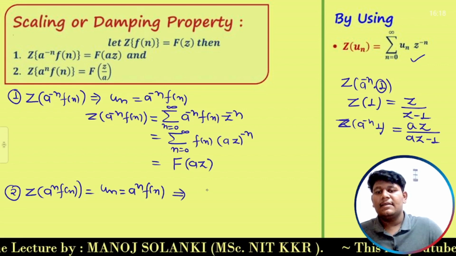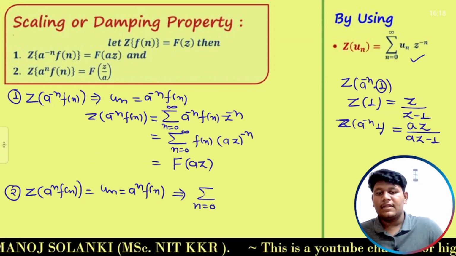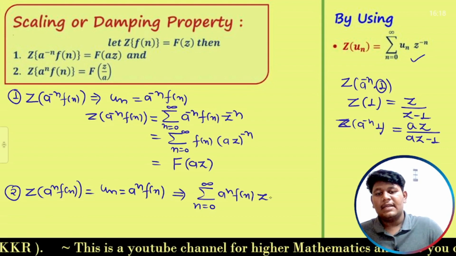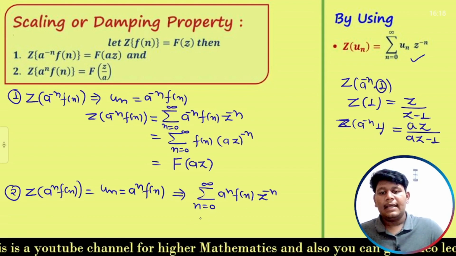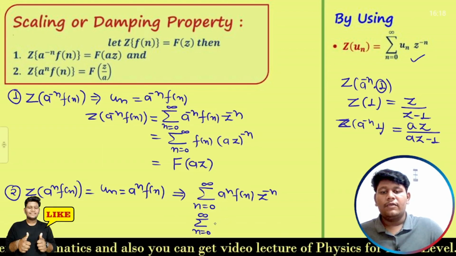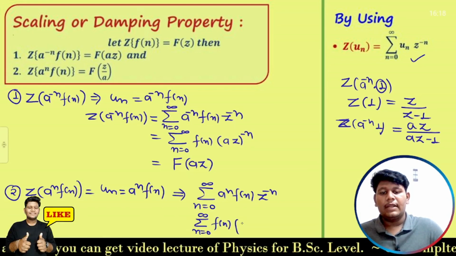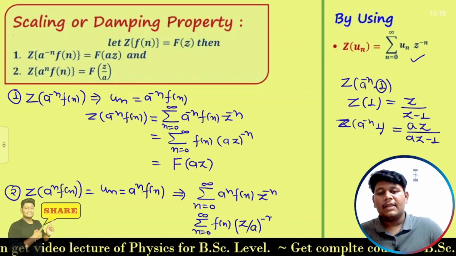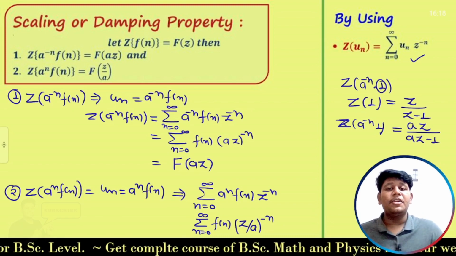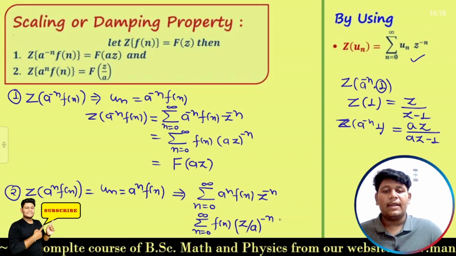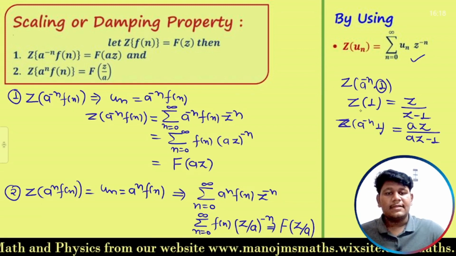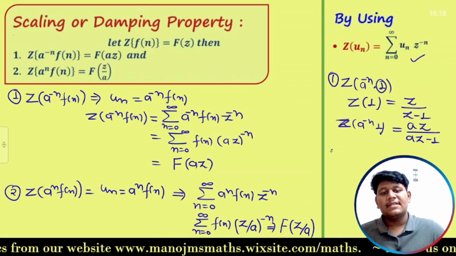It implies that the summation n equals 0 to infinity of a power n f of n z power minus n, and I can write it as the summation n equals 0 to infinity of f of n times z upon a to the power minus n. If I take a in the denominator, then z by a power n, and it is nothing but f of z by a. Like this, I'm taking the example. This is the first example. This is the second example.